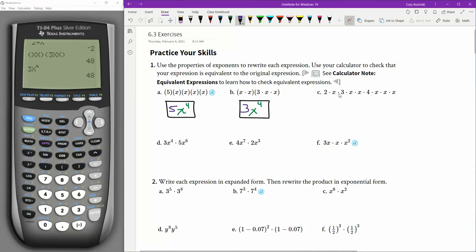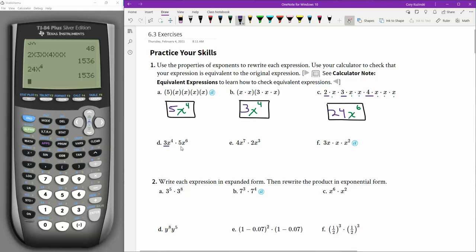Moving on. 2 times 3 times 4. 3 times 4 is 12. Doubled is 24. How many x's do we got there? 1, 2, 3, 4, 5, 6. So 24x to the 6th. Let's check that. 2x, 3xx, 4xxx. There's unsimplified. I think we like the simplified version better, and it is equivalent.